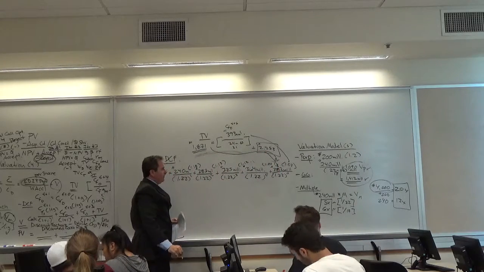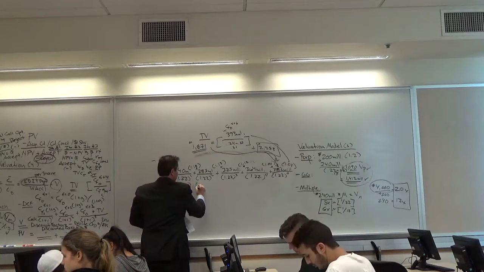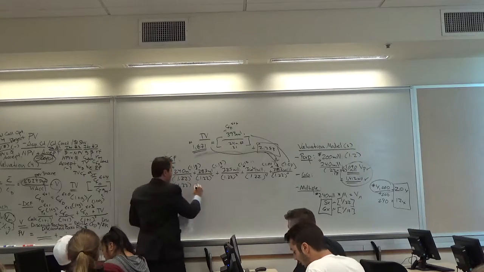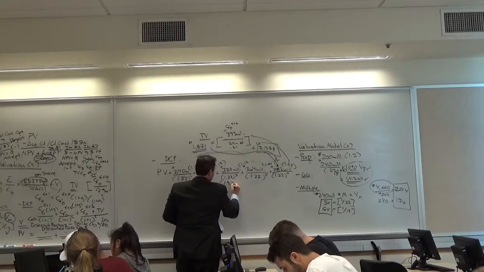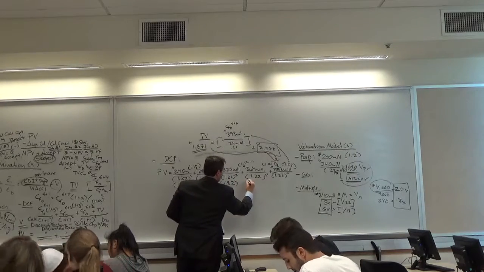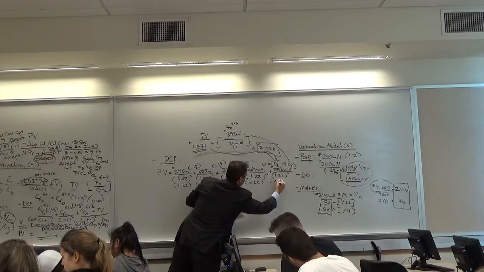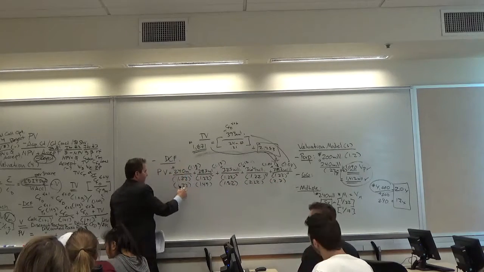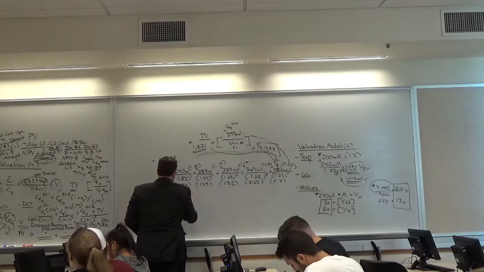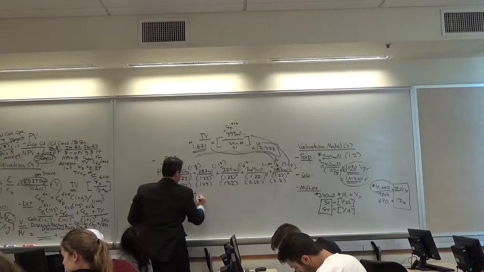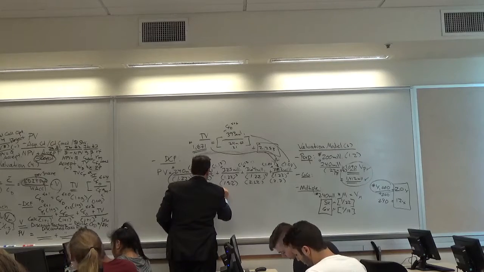Okay. Bam. And then what do we do? Do the bottom half. 1.22. What's this? 1.4. Okay. What's this? 1.82. Okay. What's this? 2.22. Is everybody getting this? Yeah. Okay. Is everybody getting this? Yeah. Okay. So, yeah, that's right.